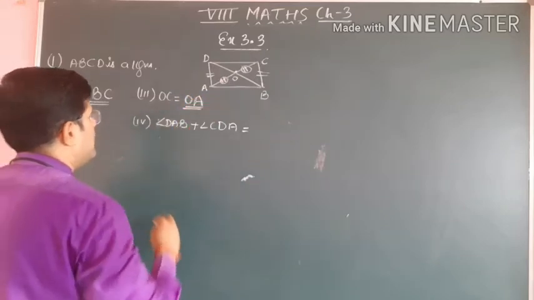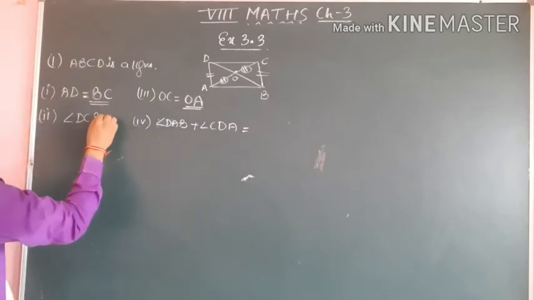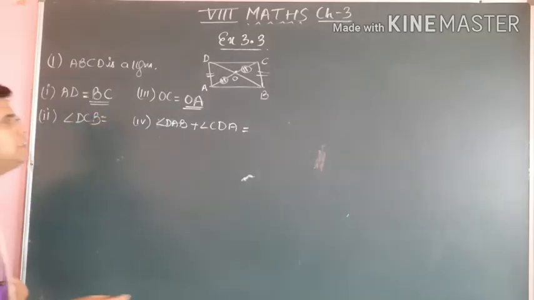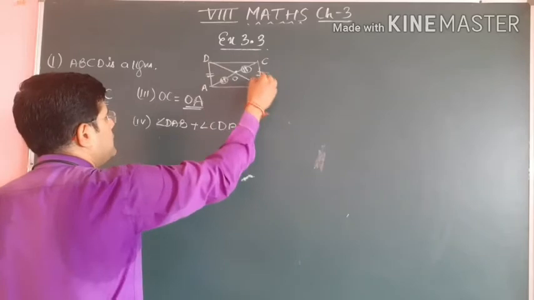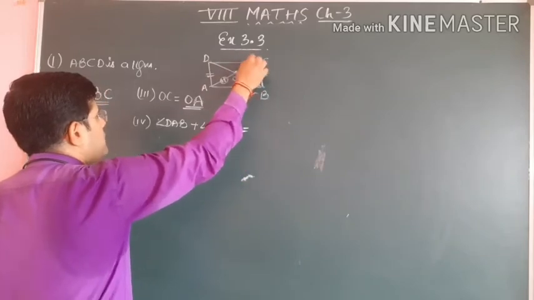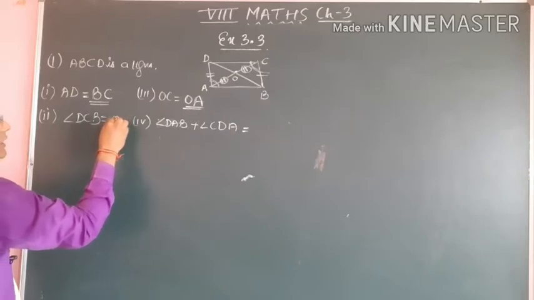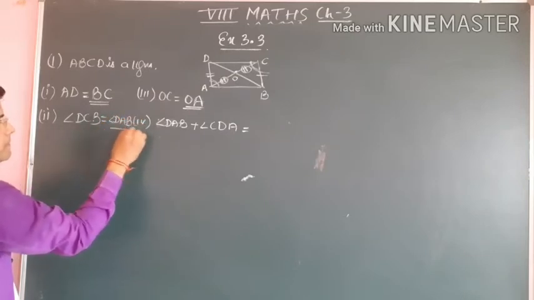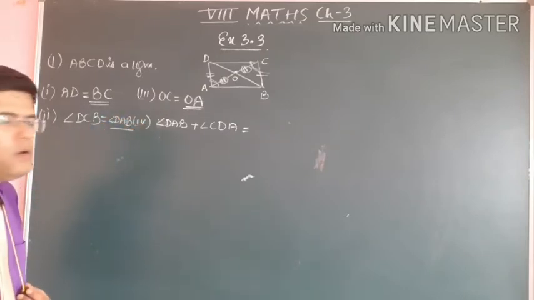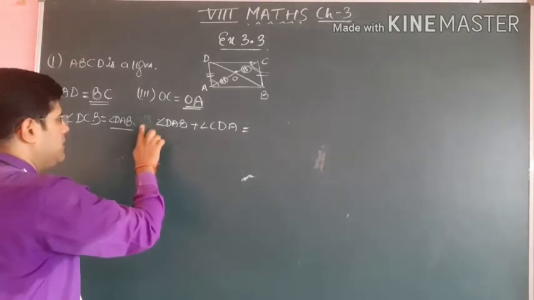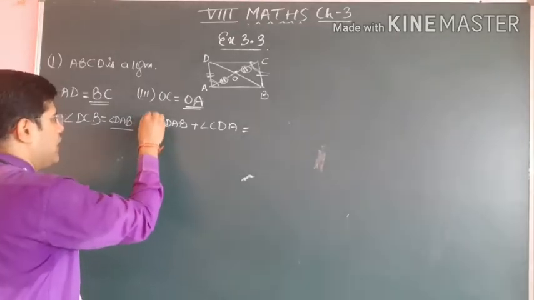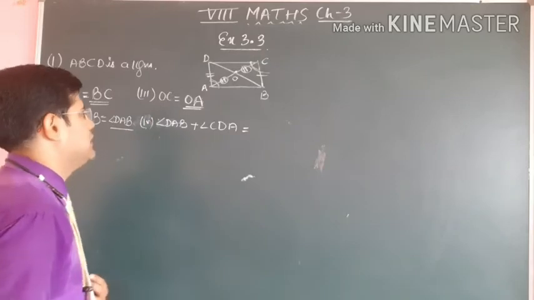I have done the third part directly. Now move to second part, angle DCB. DCB means this angle, and this angle must be equal to the opposite angle, angle DAB. Okay students, now angle DAB is equal to angle DCB.